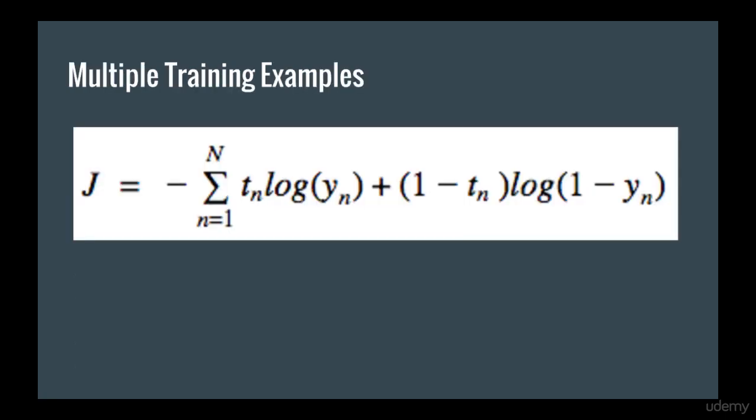Finally, note that we want to calculate the total error to optimize over all the training data simultaneously. So to do that, we'll sum up over all the individual errors. That gives us the sum over all n of the individual cross-entropy we saw earlier.